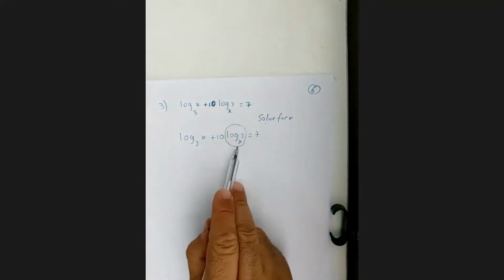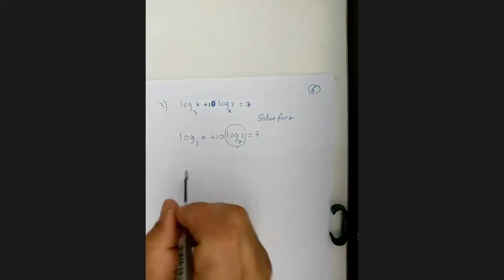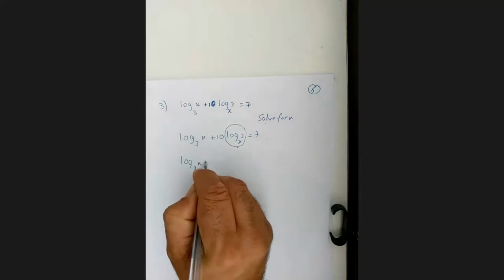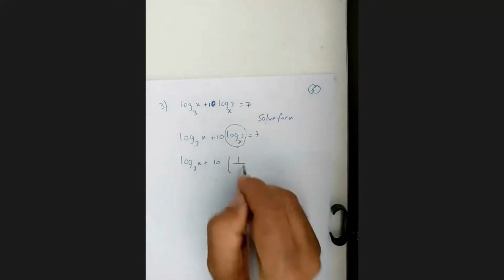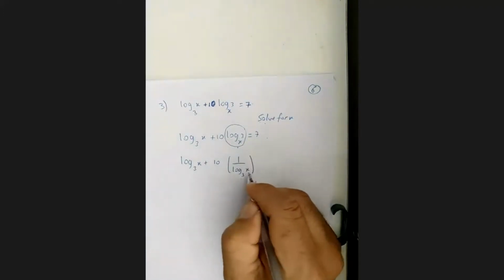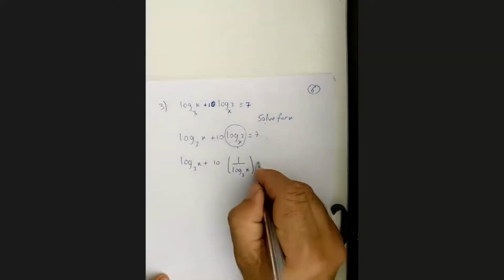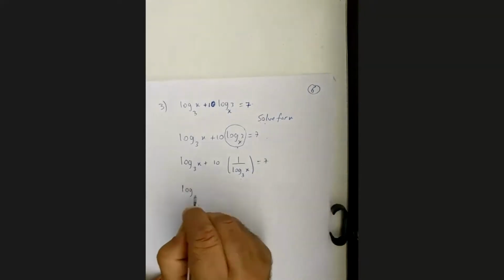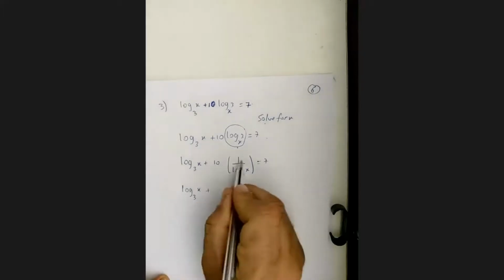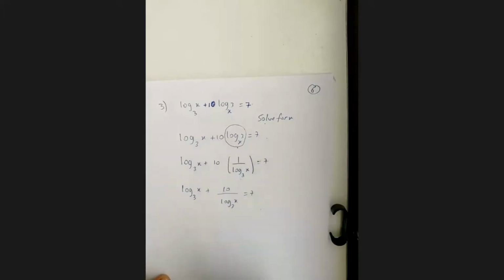And by change of base rule, I can derive that one in the form of 10 times 1 over logarithm of x to base 3. Remember change of base, the simplified form of change of base. Logarithm of x to base 3 plus 10 over logarithm of x to base 3 is equal to 7.